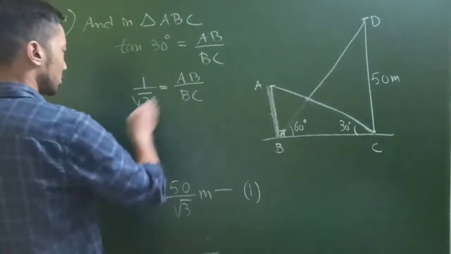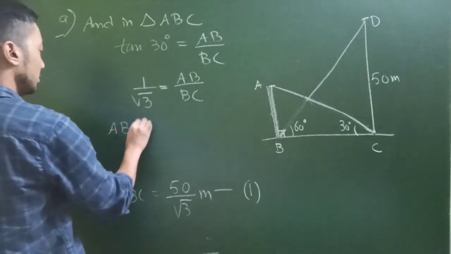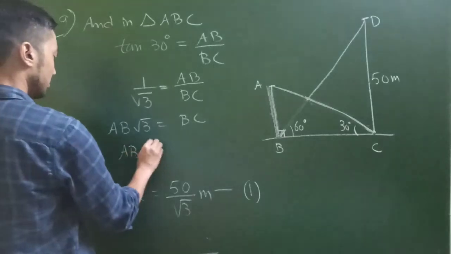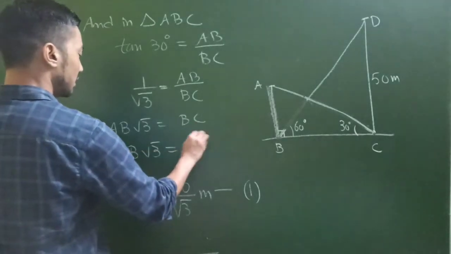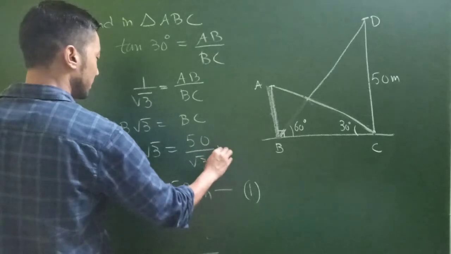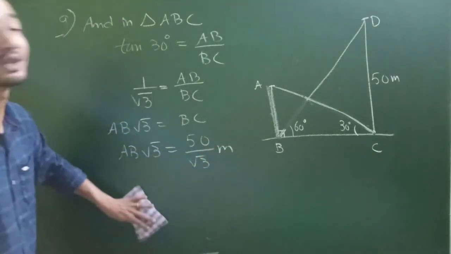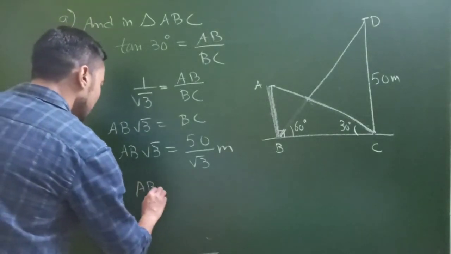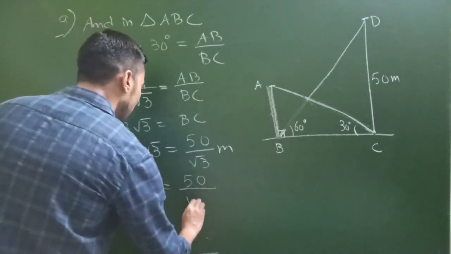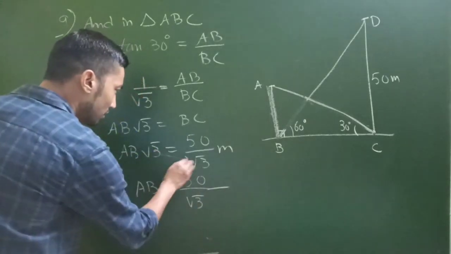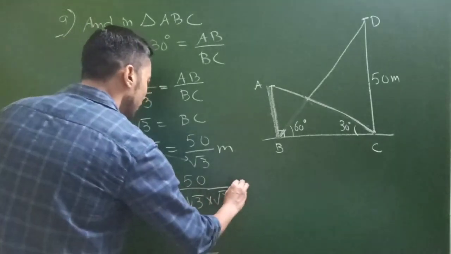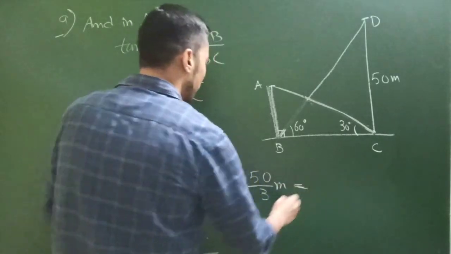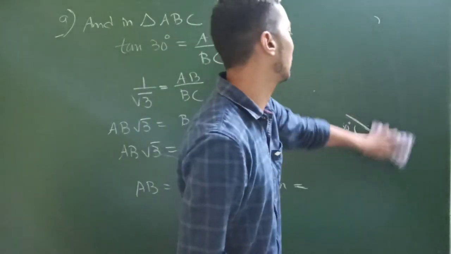I'll cross multiply. That is going to be AB into root 3 equal to BC. So AB into root 3, BC is 50 upon root 3 meter. That will be much more comfortable for us to calculate. So now AB will be equal to 50 by root 3 into root 3 cross multiplied, so that's going to be 50 by 3 meters. That's the height of our building.